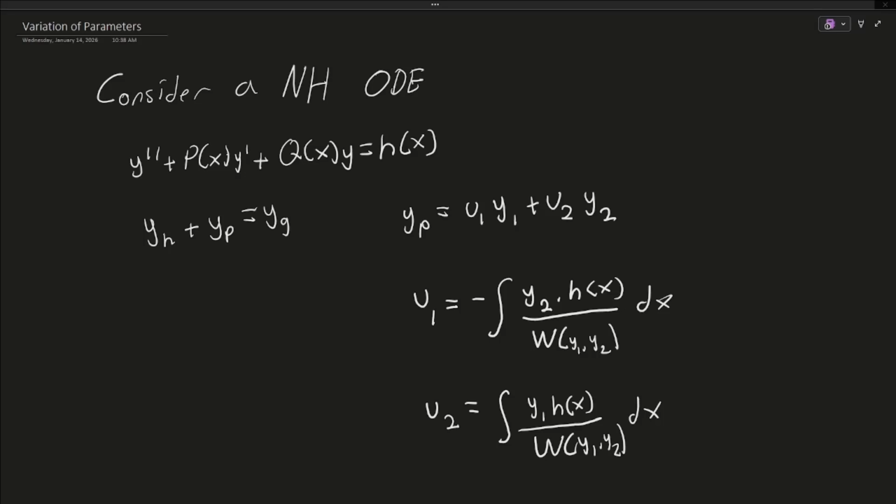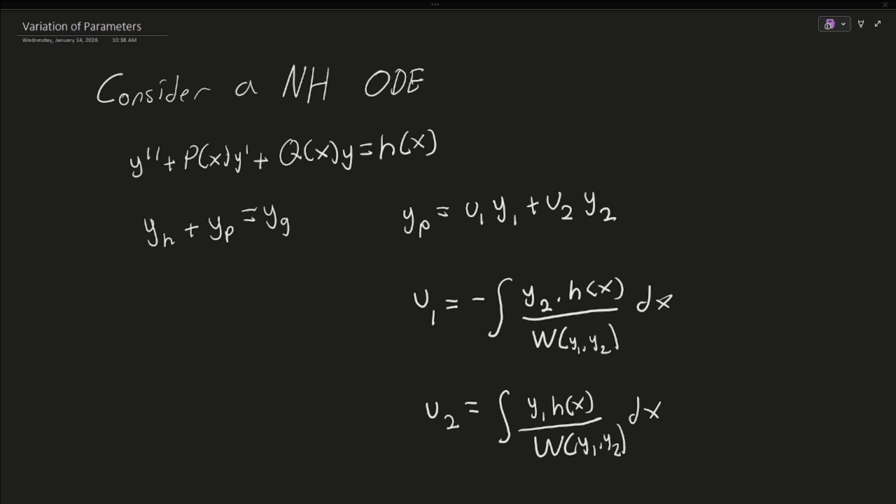Let's now work on the variation of parameters method. As you can remember from the last lecture, we were using the method of undetermined coefficients to solve non-homogeneous ordinary differential equations. However, undetermined coefficients isn't always the best way to solve these differential equations because sometimes the non-homogeneous part, h of x, could be a function like tangent, logarithm, or other functions for which we would not be able to use undetermined coefficients.